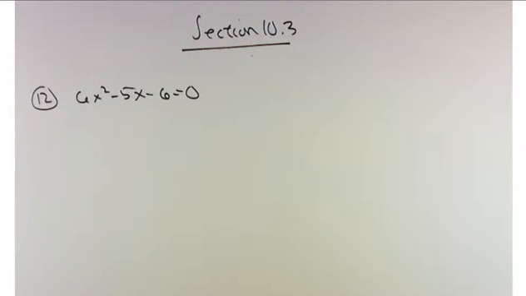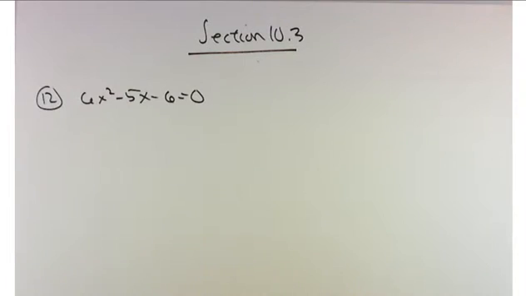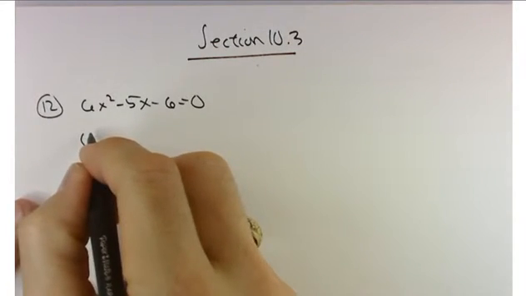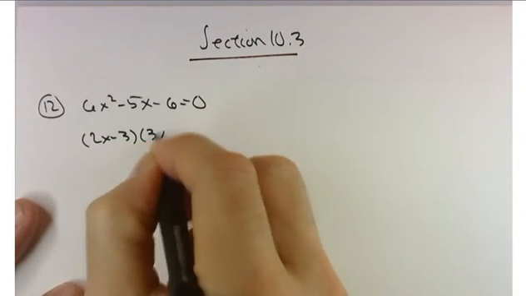So I'm curious here. Suppose I gave you a problem like number 12 and I asked you to solve it. How would you solve it? What would you do? Quadratic formula? Would anyone try and factor it? A couple of you? Okay, good on you. And if you try to factor it, you'd end up with, let's see, 2x minus 3 and 3x plus 2.